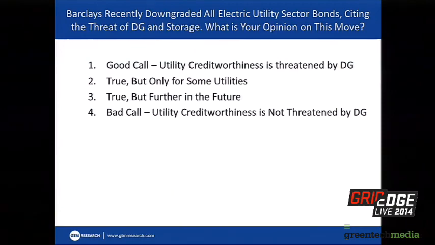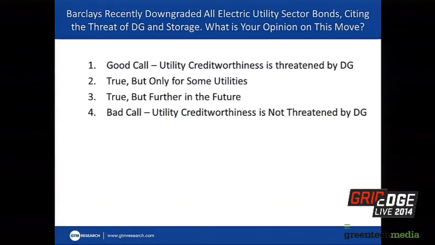I'm sure there are other ways to put this as well, but broadly speaking, from good to bad: number one is a good call. This was correct. It's already true that utility creditworthiness is threatened by the growth of distributed generation en masse, and this was all electric utility sector bonds. Number two, it's true, but only for some utilities. So it might make sense to downgrade the bonds of SDG&E, but maybe not Oklahoma Gas and Electric. Number three, true, but I think it's a little premature. This ultimately will become the case, but you can't really make an argument that the bonds today should be downgraded.